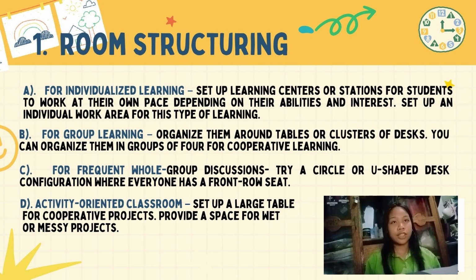Third, we have frequent whole group discussion. Try a circle or U-shaped desk configuration where everyone has a front row seat. So, arranging or setting up a room with this circle or U-shaped desk means students will look forward to the teacher and also communicate with the other students, for collaboration and socializing. So last is activity-oriented classrooms.